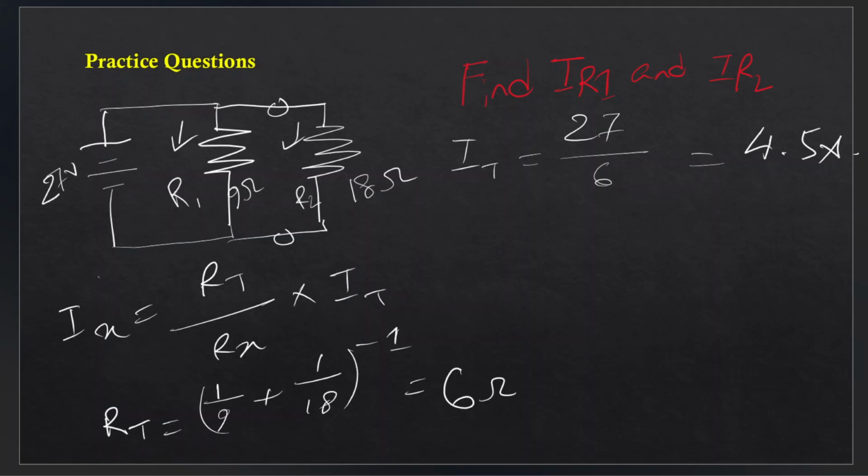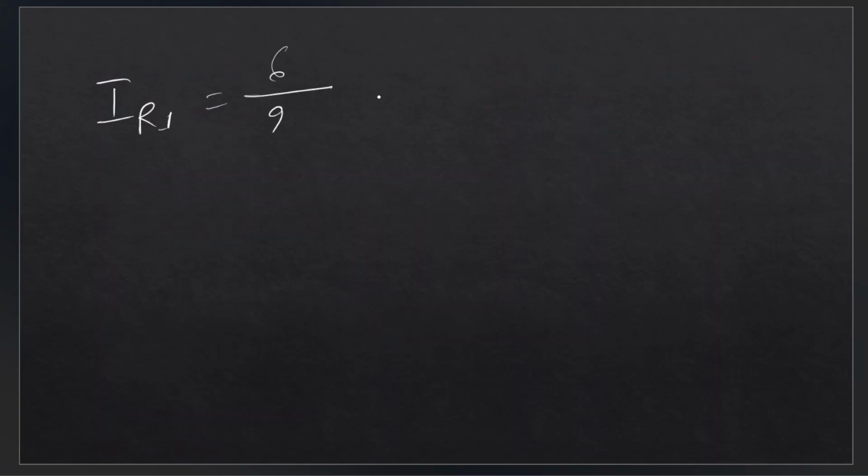Now IR1 is equal to total resistance over R1 times IT. The total resistance was 6 ohms for us, R1 was 9 ohms, and IT was 4.5 amperes. So it equals 6 over 9 times 4.5, which is 3 amperes. So IR1 is 3 amperes.